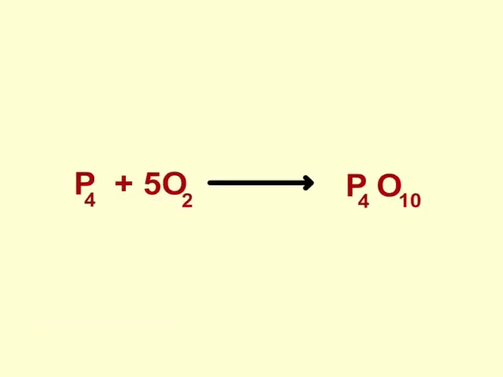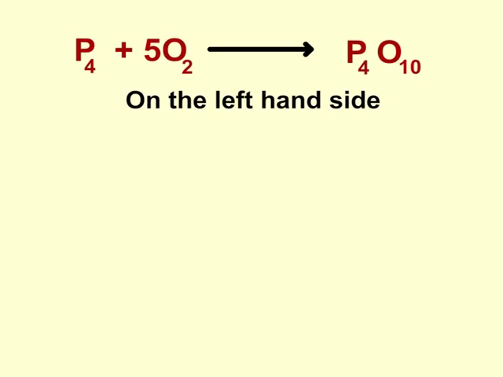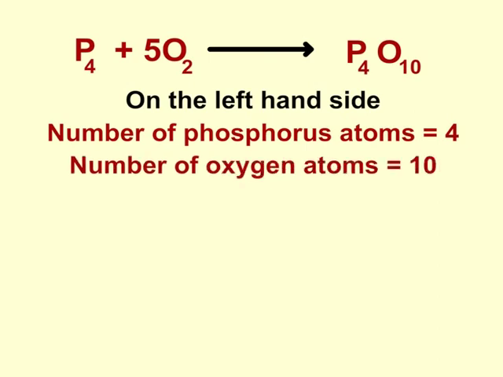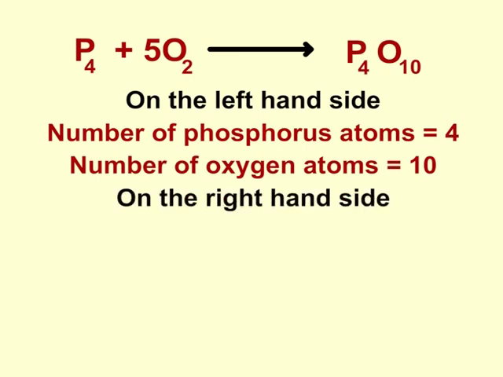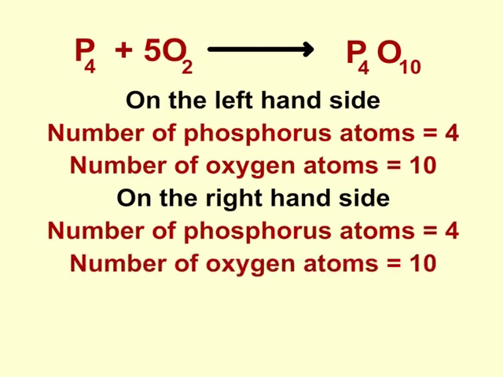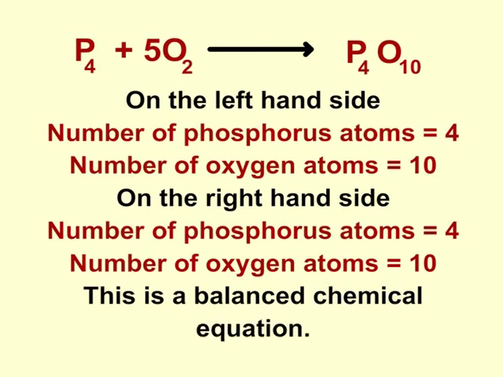To balance number of oxygen on the left hand side, it is multiplied by 5. We get P4 plus 5O2 gives P4O10. Now again, let's calculate the number of phosphorus and oxygen atoms on both sides. On the left hand side, number of phosphorus atoms equal to 4, number of oxygen atoms equal to 10. On the right hand side, number of phosphorus atoms are equal to 4, number of oxygen atoms are equal to 10. This means that this is a balanced chemical equation.